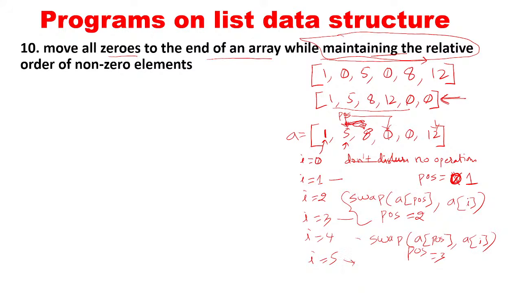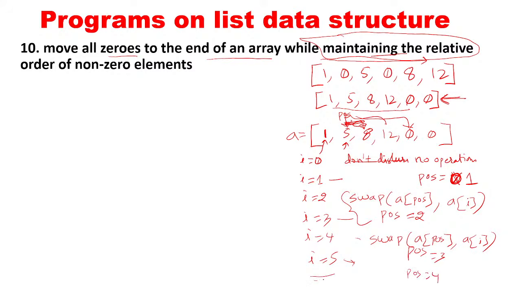Okay, so which two numbers you need to swap? You swap this and this. So when you swap, what happens? Just see here. So 12 comes here, and 0 goes here. This is your position value. Position value now should increment to the next one. Okay, so position value becomes 4.